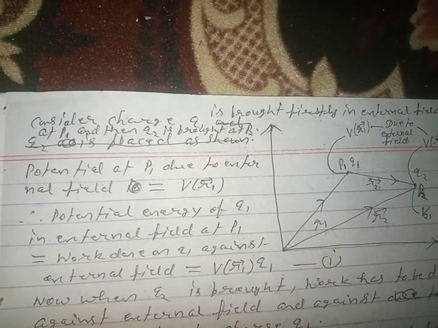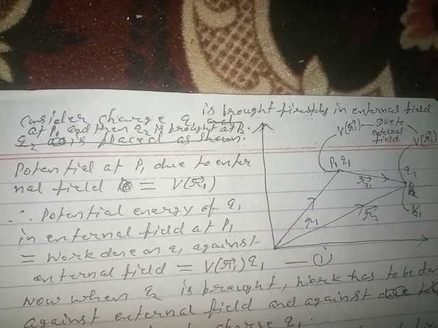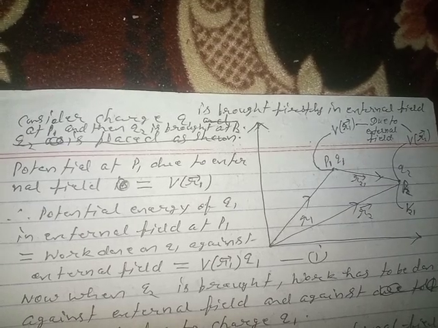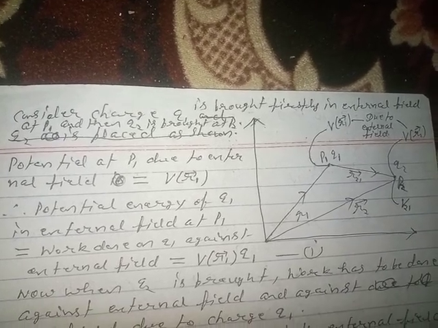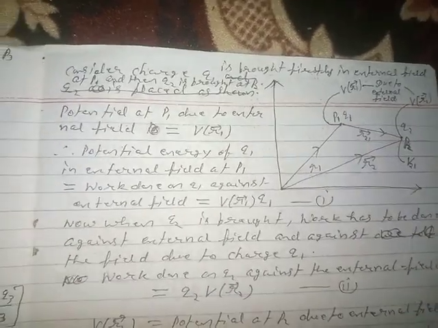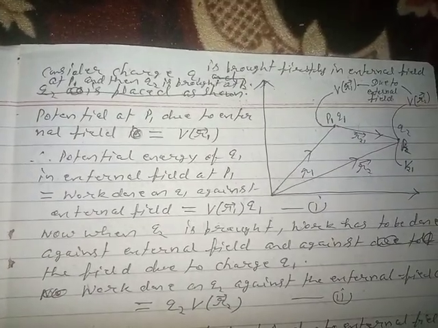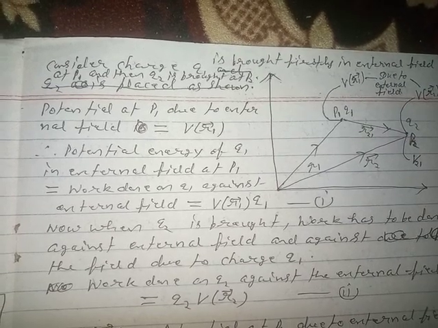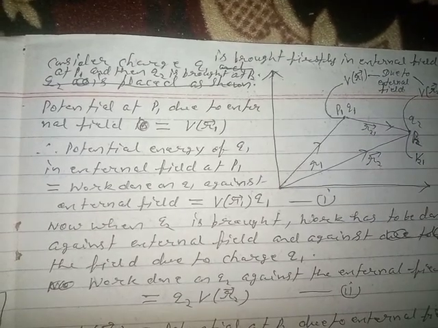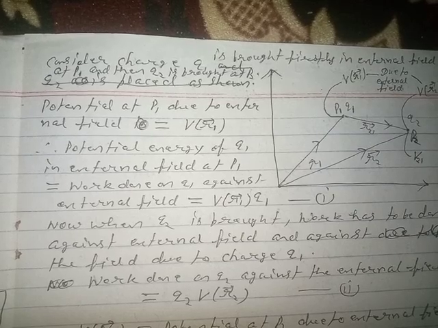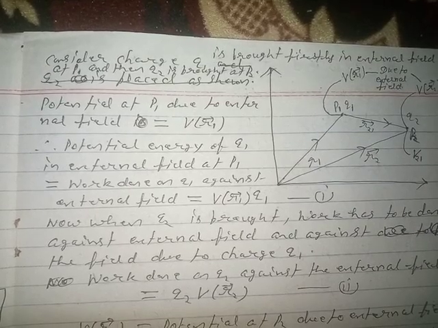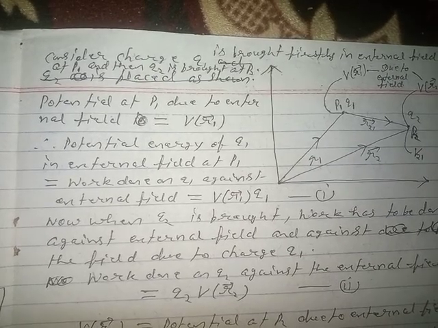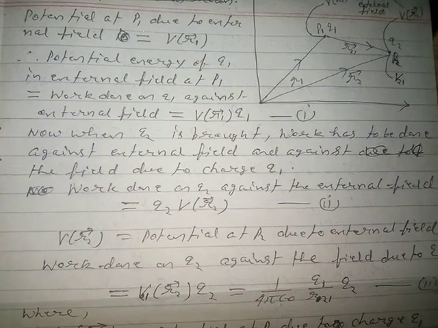Second, potential energy of a system of two charges in an external field. Consider that charge Q1 is brought first in the external field at P1, and then Q2 is brought at P2, as shown in the figure. The potential at P1 due to the external field will be VR1. Hence, the potential energy of Q1 in the external field at P1 equals the work done on Q1 against the external field, which equals VR1 Q1, equation 1.